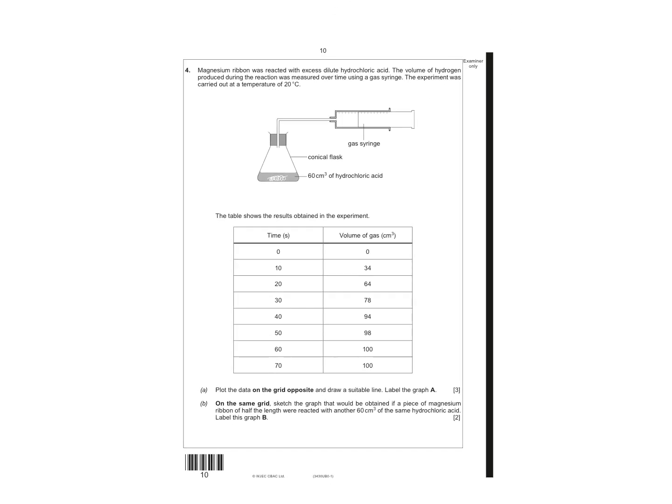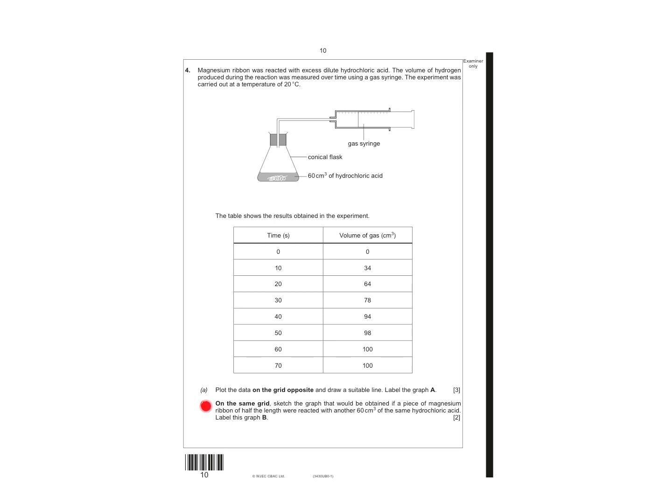We've then got some information here on the gas syringe practical. At the top, the magnesium ribbon was reacted with an excess of dilute hydrochloric acid. Remember, that word excess means too much, so the whole reaction will occur. The volume of hydrogen produced during the reaction was measured over time using a gas syringe. The experiment was carried out at a temperature of 20 degrees. The table below shows the results obtained in the experiment.